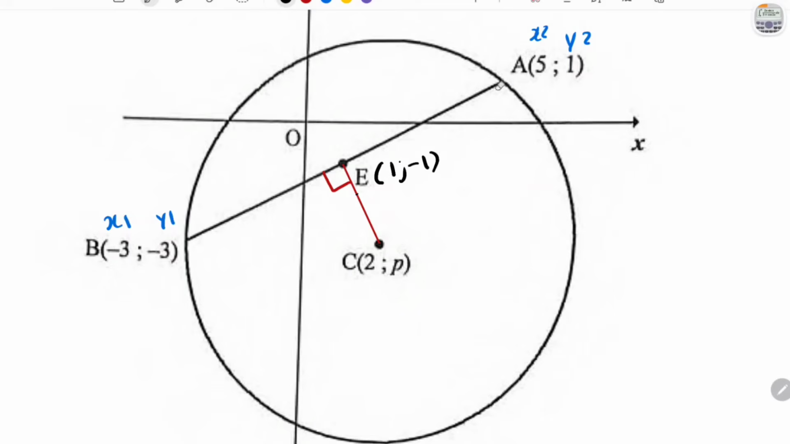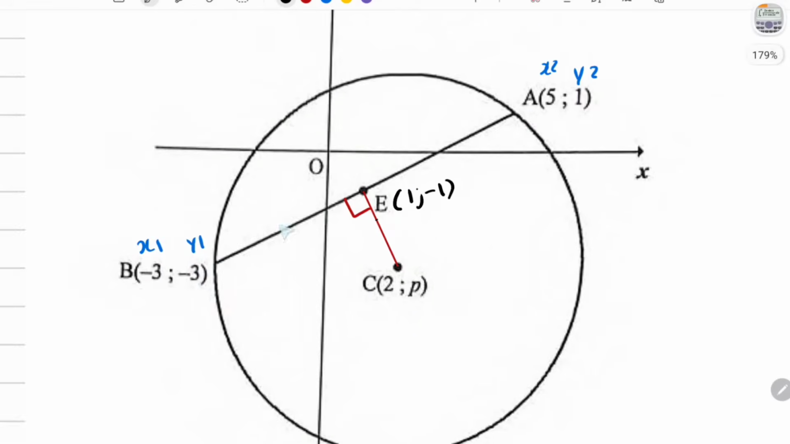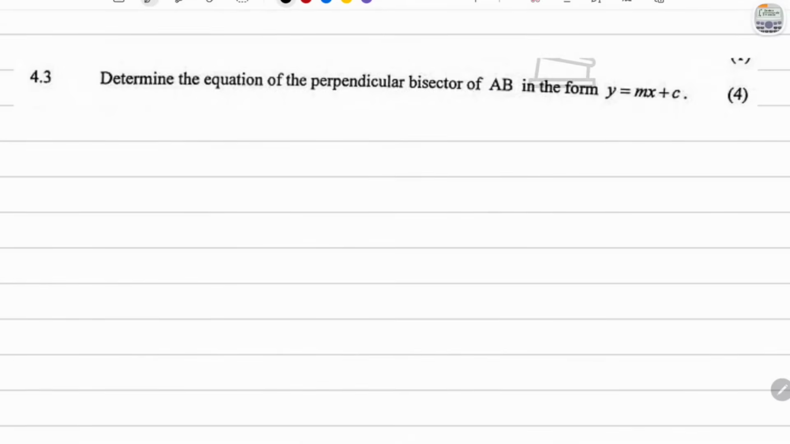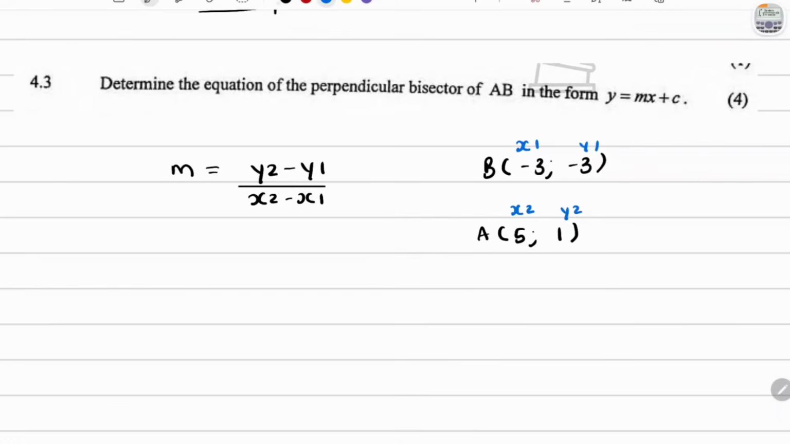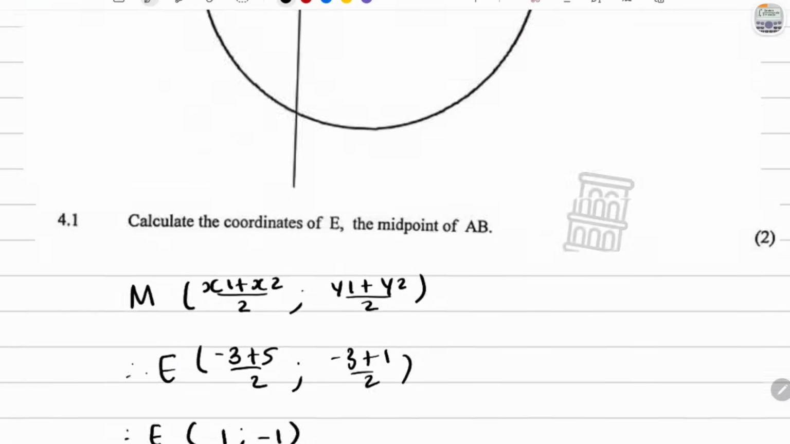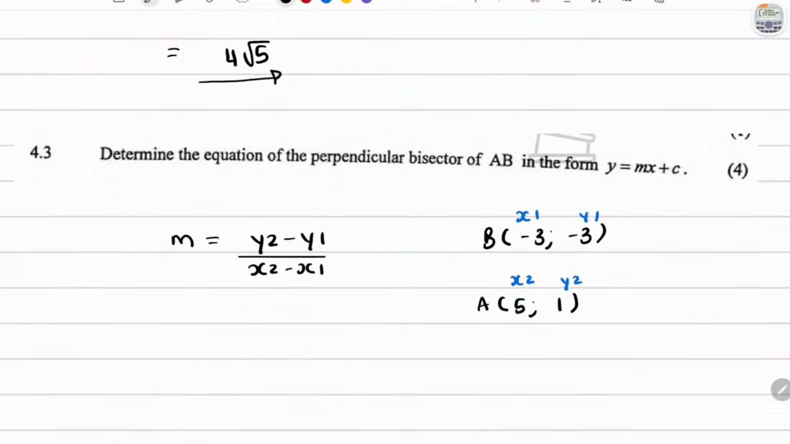And of course, you can use AE, it will still work out since it lies on the same line. But I'm just going to use AB because I've already labeled these ones x1 and x2 and so on. So our gradient formula looks like this. And then we're just going to substitute. Okay, so since I already labeled them like this in the diagram, I'm just going to continue like that.